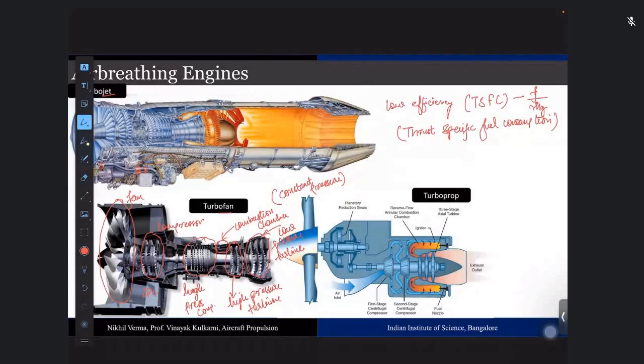For this turbojet, the TSFC is low as compared to turbofan. The highest TSFC is for turboprop engines. So these things will be taught in the later part of the courses.